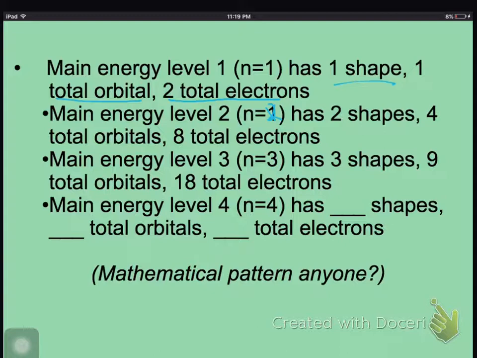Well, if you had to make a bet, main energy level 4, n equals 4, has how many shapes? What's that you said? You said 17? No. 4. 4 shapes. Guess how many orbitals it has? 16 total. And it's got 32 total electrons. Can you see the mathematical pattern here?